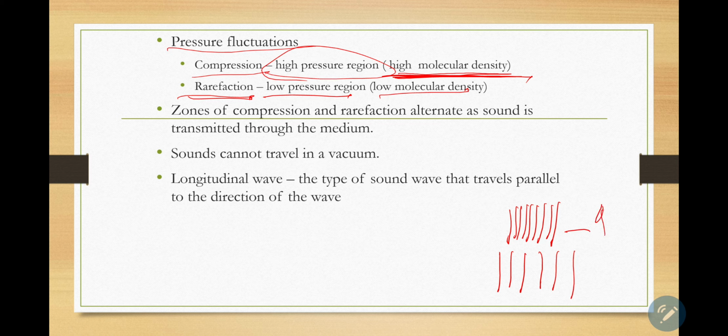So, this one usually has high molecular density, which will also indicate a high pressure region, whereas this one has low molecular density, which will also indicate a low pressure region. Okay, remember that zones of compression and rarefaction alternate as sound is transmitted through the medium because the organs of the body are usually composed of different types of medium.